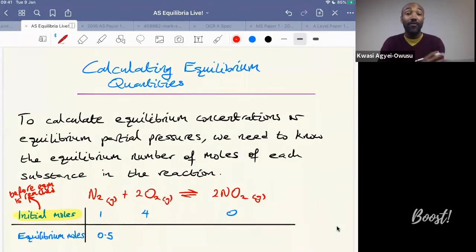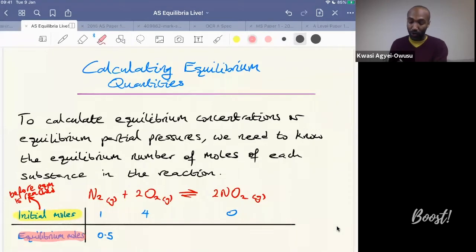Now, if we leave this mixture for a period of time, we're going to reach equilibrium. At equilibrium, you're going to have a certain number of moles of each of your reactants and your product. So equilibrium moles is what we need to calculate. To start us off, we've been told that there is 0.5 moles of nitrogen at equilibrium. We started off with 1 mole of nitrogen at the start. At equilibrium, we've got 0.5 moles of nitrogen.